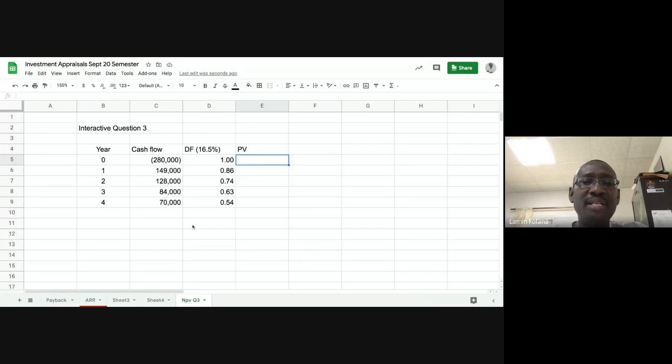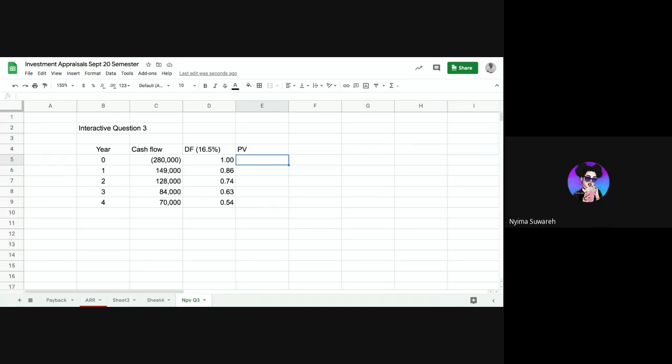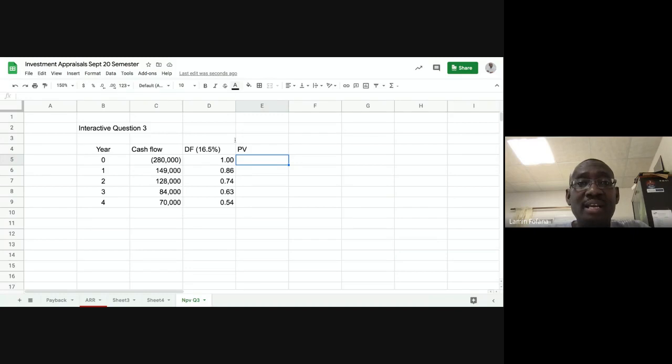So how do you get the present value then? Give me the formula to get the present value. Multiply the discount factor by the cash flow. We multiply the discount factor by the cash flow. Excellent. So we say equals this multiplied by the cash flow. We enter and we replicate.